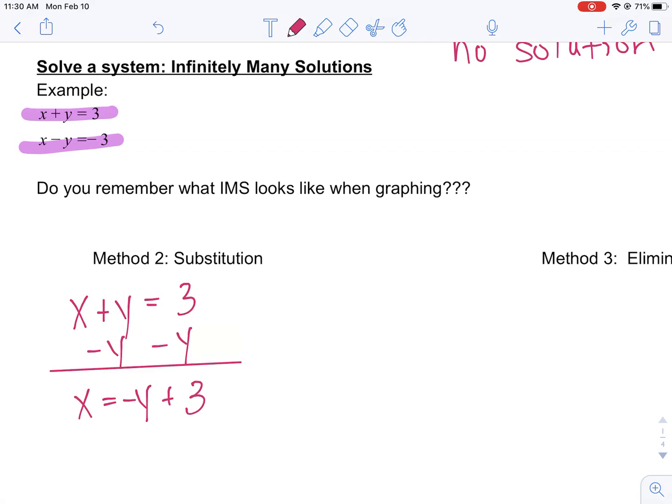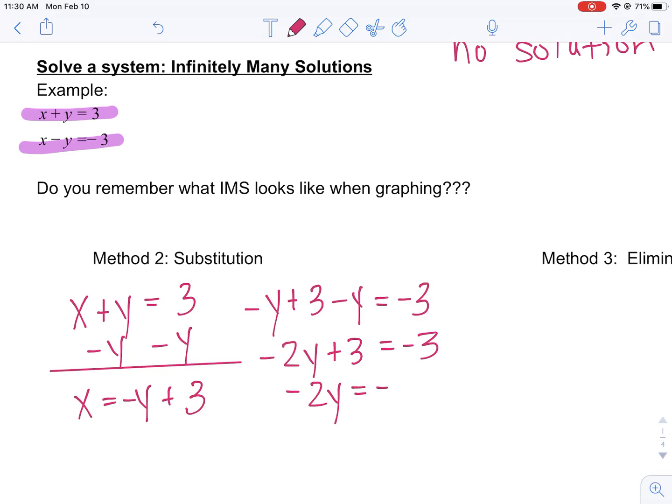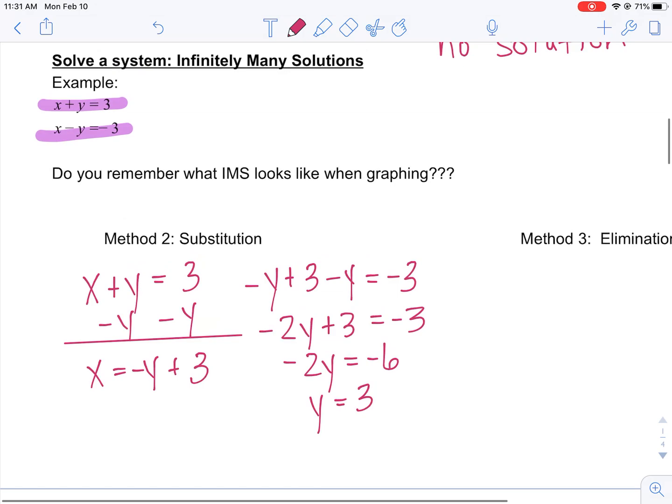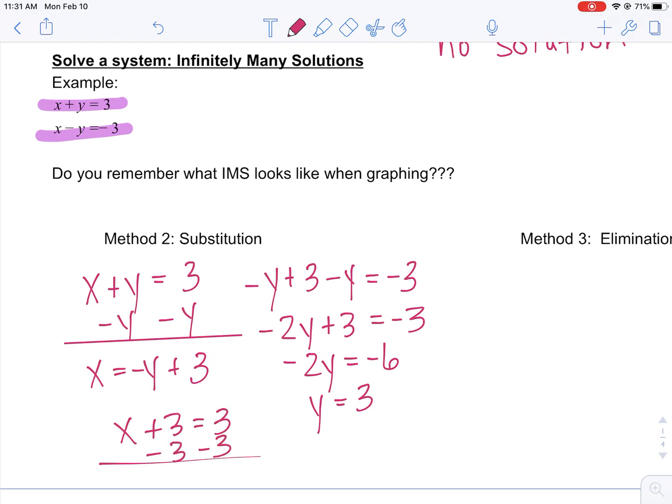Then I'm going to substitute this back into the bottom equation. So -y plus 3 minus y equals -3. That gives me -2y plus 3 equals -3. Then I subtract 3 from both sides to get -2y equals -6, and then y is equal to 3. I'm going to substitute that back in for y. So x plus 3 equals 3, and when I subtract 3 from both sides, I get x is equal to 0.